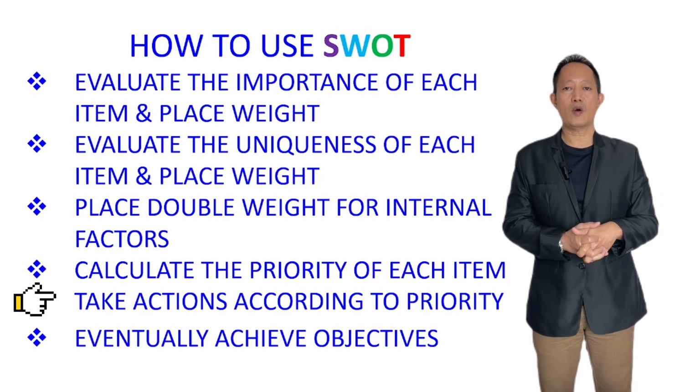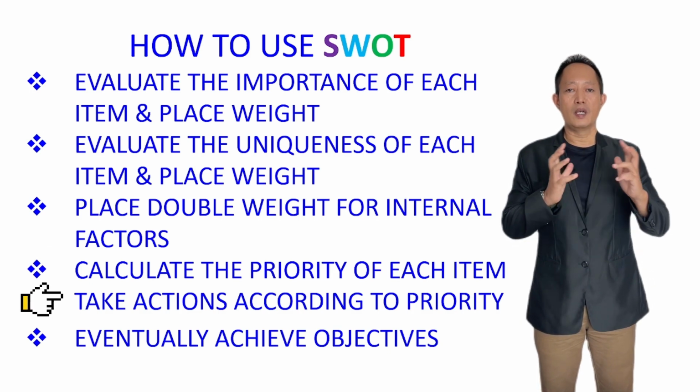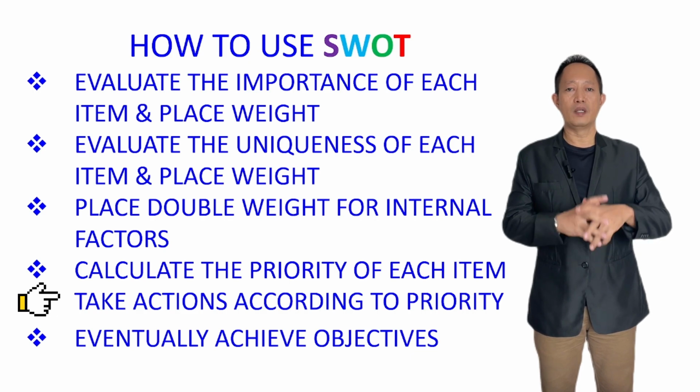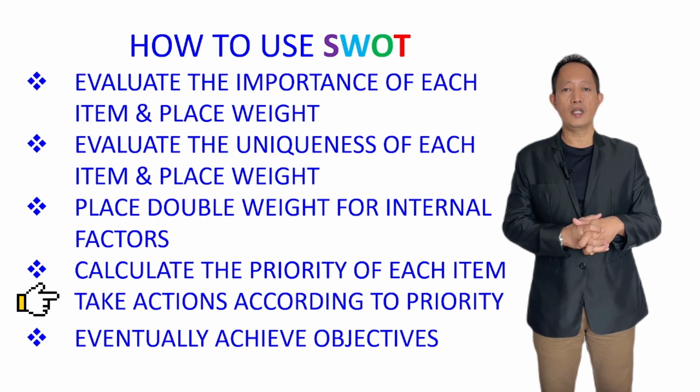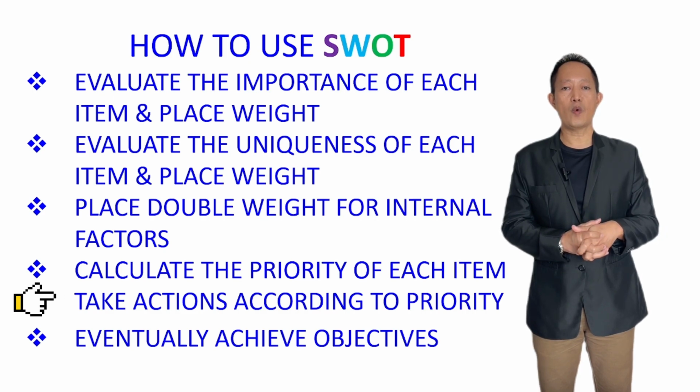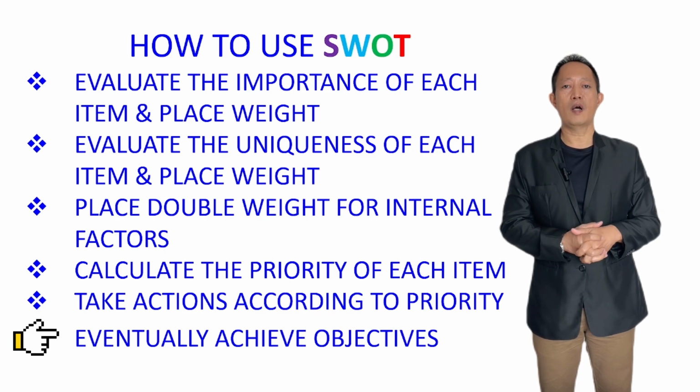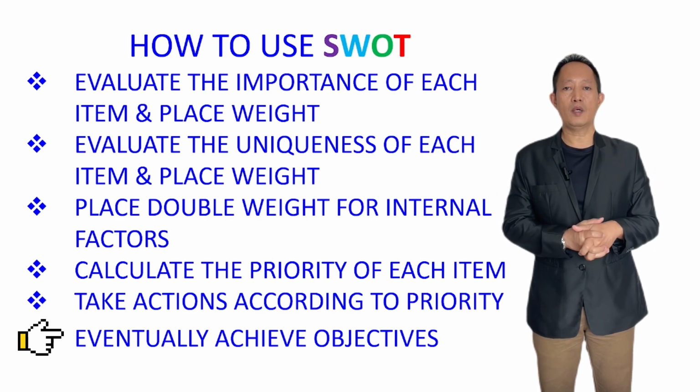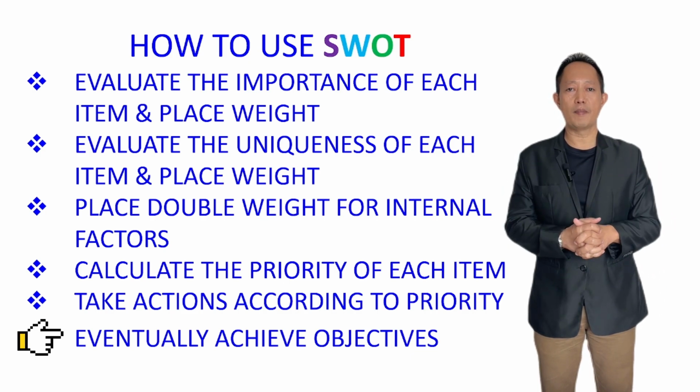Take action according to priority. Now we have a different score for each item of priority, so we know which one we should act on first. Eventually we achieve the objective. Why? Because we spend our time and energy on something important.